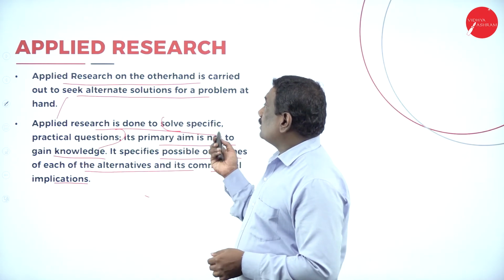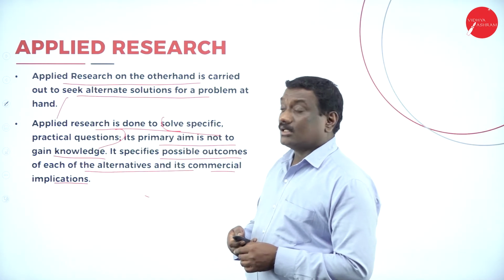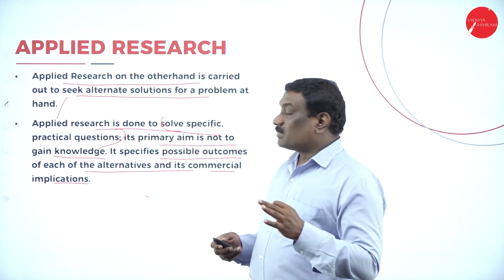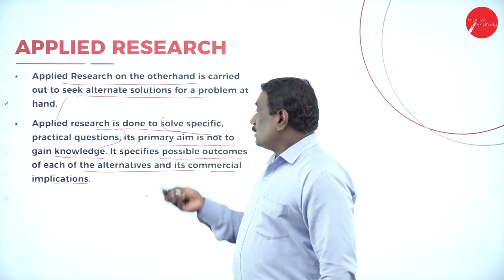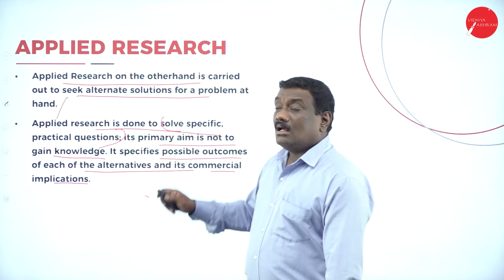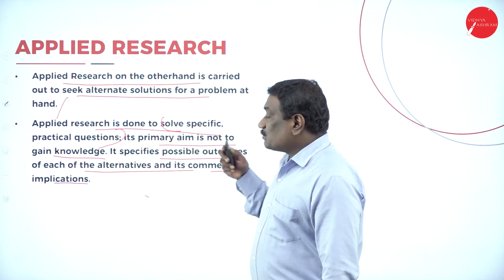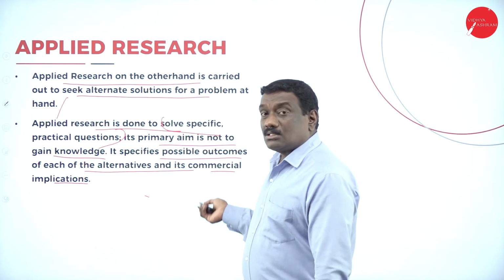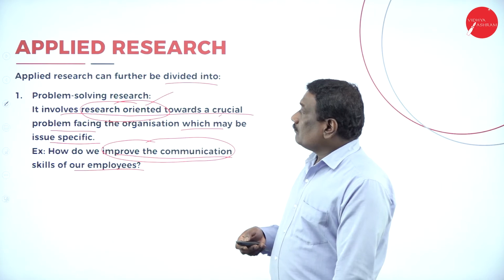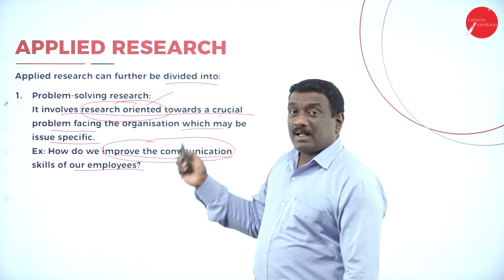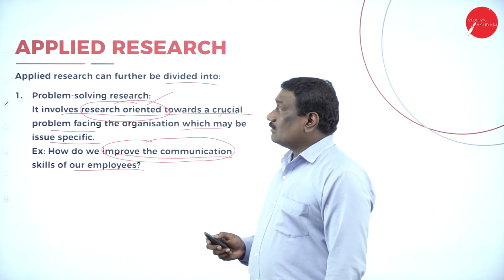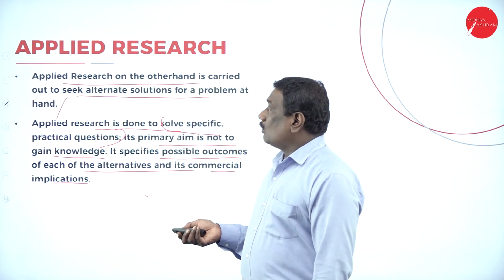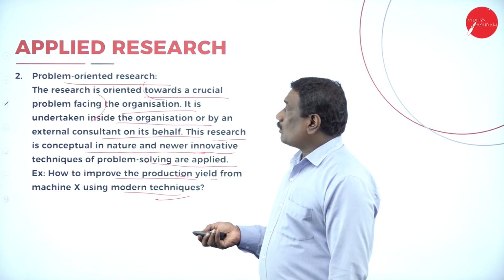Applied research, on the other hand, is carried out to seek alternate solutions for a problem. Applied research is done in order to solve specific practical problems, and the primary aim is not to gain knowledge here, but to specify the possible outcomes for each of the alternatives, and it has totally commercial implications. This applied research is further divided into two types: problem solving and problem oriented.